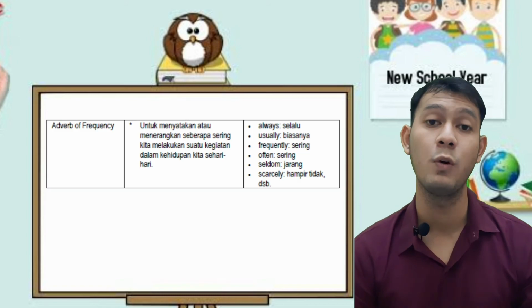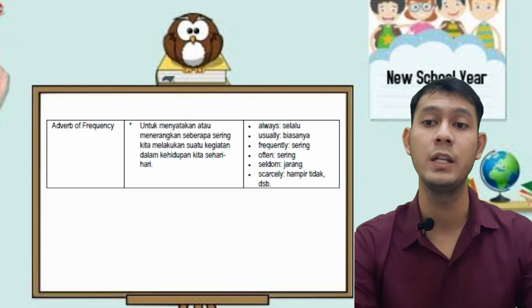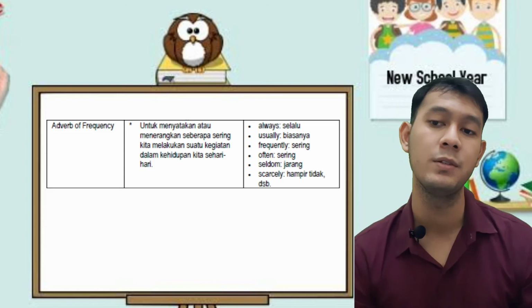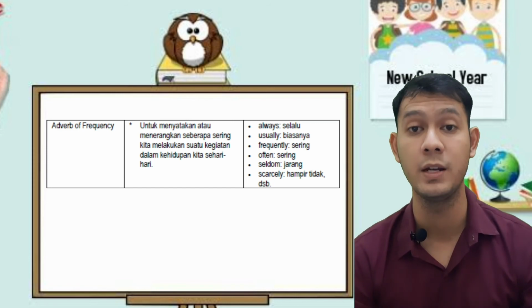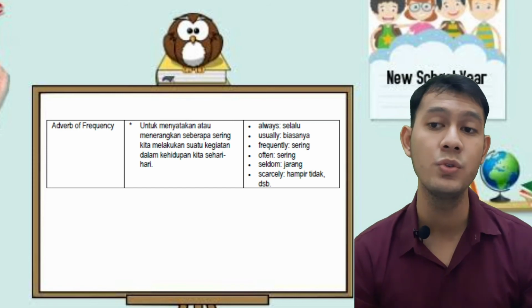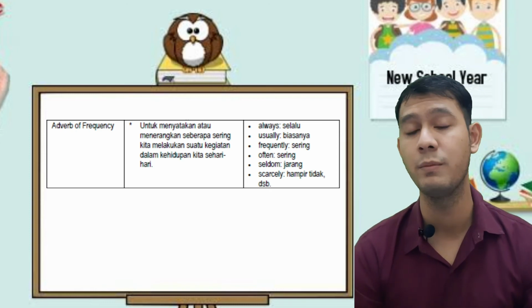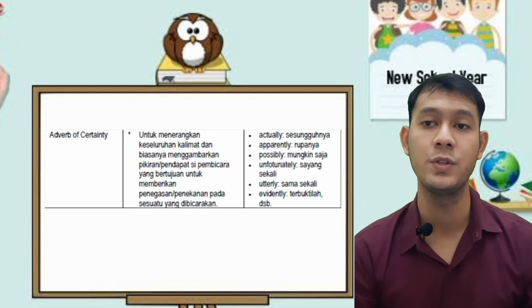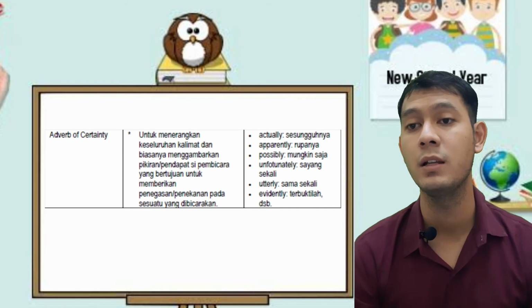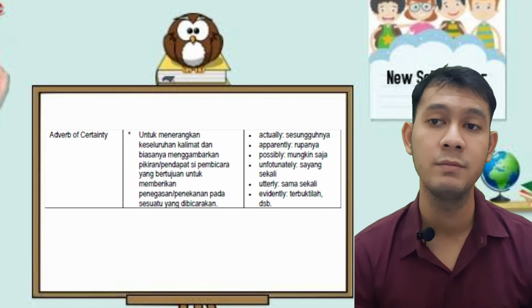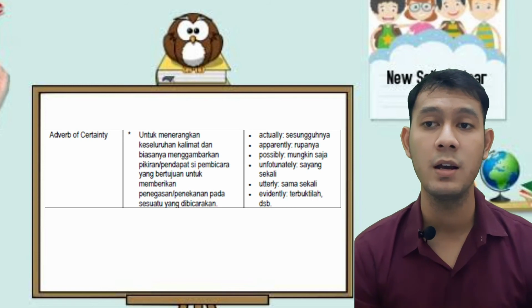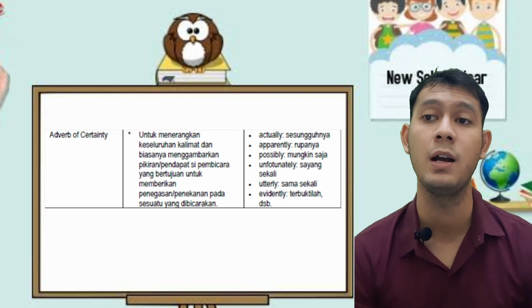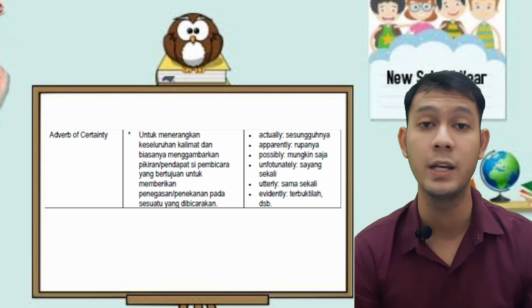And then we have adverb of frequency. Adverb of frequency ini berfungsi untuk menyatakan atau menerangkan seberapa sering sebuah hal terjadi gitu. Seperti always, selalu, usually, often, seldom, never, and many more. And then the next we have adverb of certainty. Nah, adverb of certainty ini untuk menerangkan keseluruhan kalimat dan biasanya menggambarkan pikiran, menggambarkan pendapat si pembicara yang bertujuan untuk memberikan penegasan atau penekanan pada suatu yang dibicarakan. Seperti actually, possibly, unfortunately, and many more.